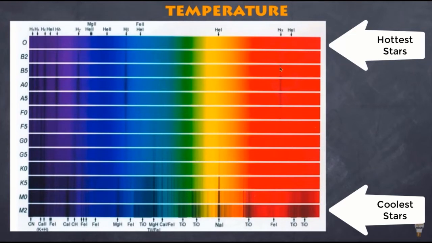What you'll notice here is that the absorption lines are not all the same. So if we analyze the absorption lines of a star, we can determine more in detail the temperature of that star, because certain temperatures have certain features in terms of their absorption lines.